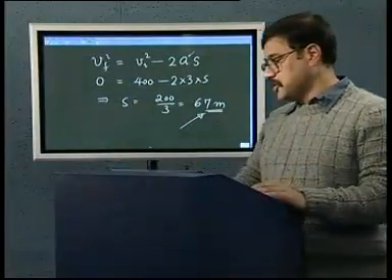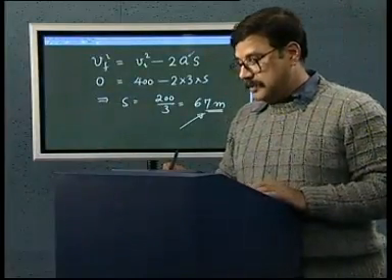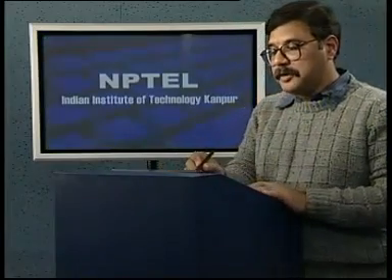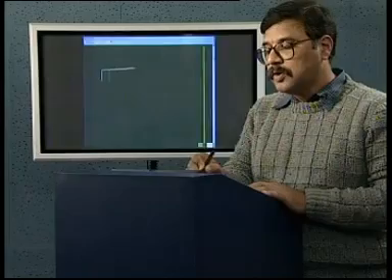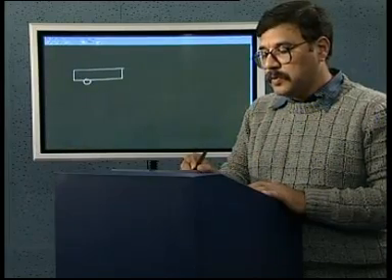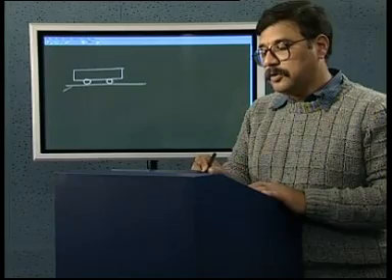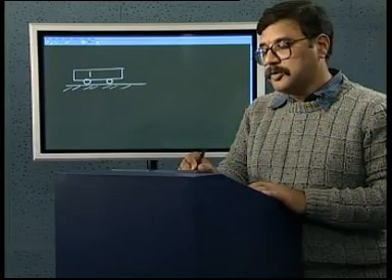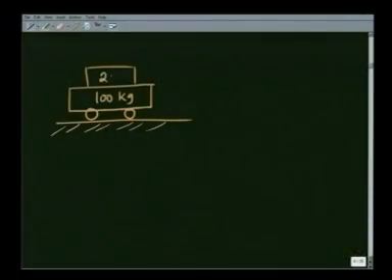That is one example of solving problems using frictional forces. As a second example, I take a crate or a trolley which can move on its wheels without friction. This is taken to be 100 kilograms. On top of it, I put a box of 20 kilograms and pull it. There is a pulley here, I pull it by a force P, and the other side of this string is attached to the wall.